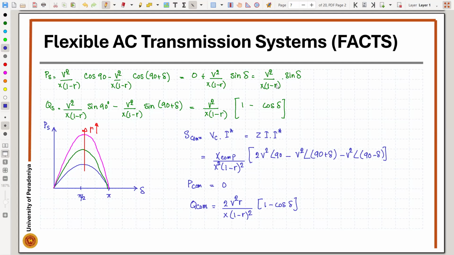The same questions will be there when we consider shunt compensation as well. So how are we going to realize the shunt compensation?